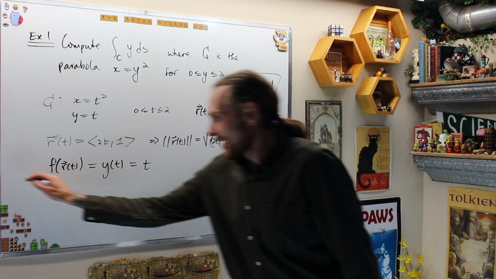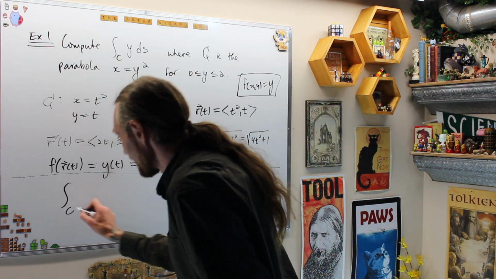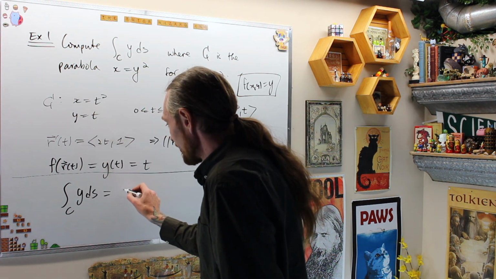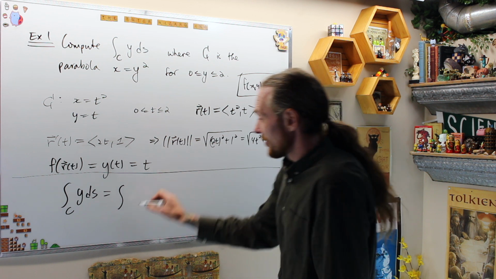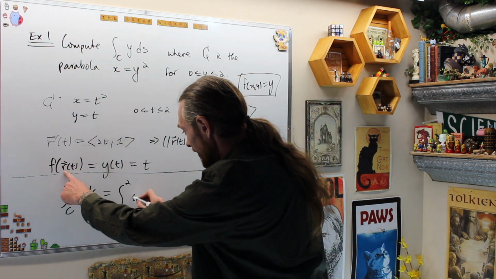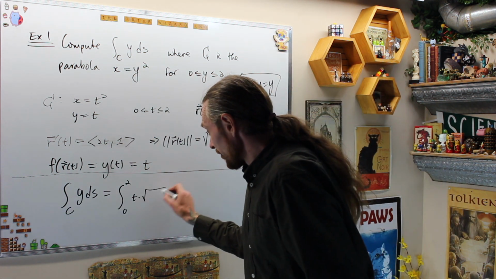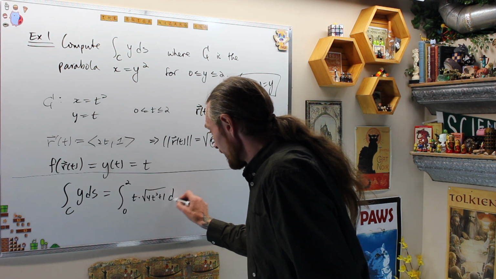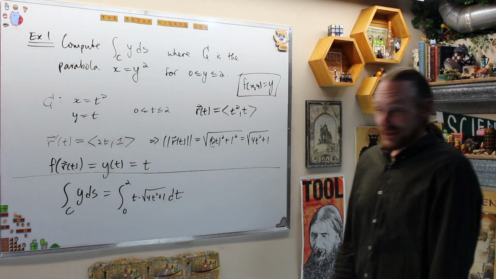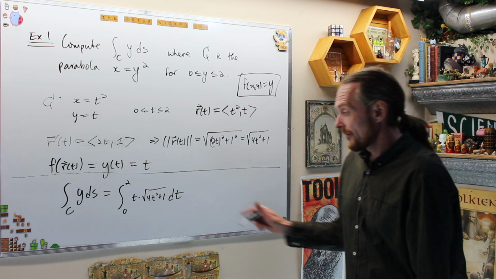Given all that information, now we can start computing the integral. The line integral over c, which is this curve, of y ds, is equal to the integral from our bounds a to b, 0 to 2, of f of r of t, which is just t this time, times our differential ds, which is the square root of 4t squared plus 1 dt. After you get rid of all the horrible notation, this is a single integral with respect to t.